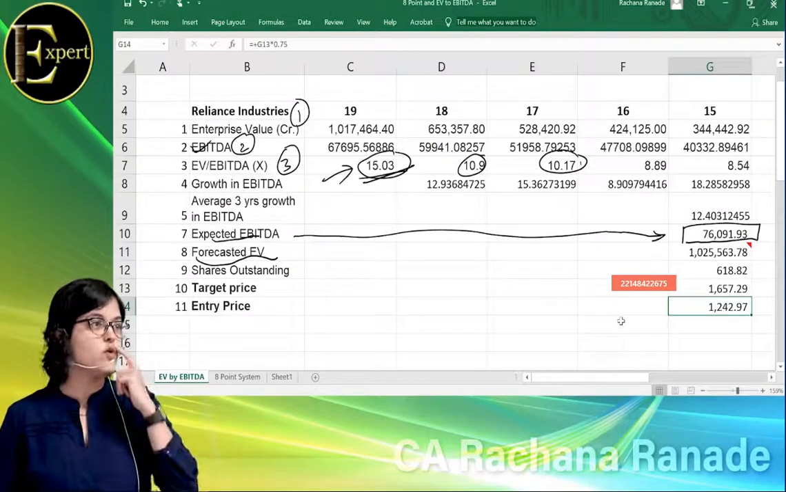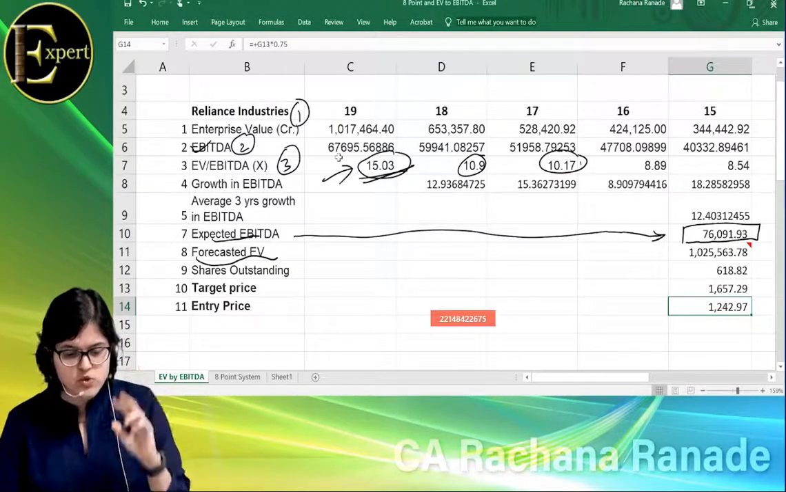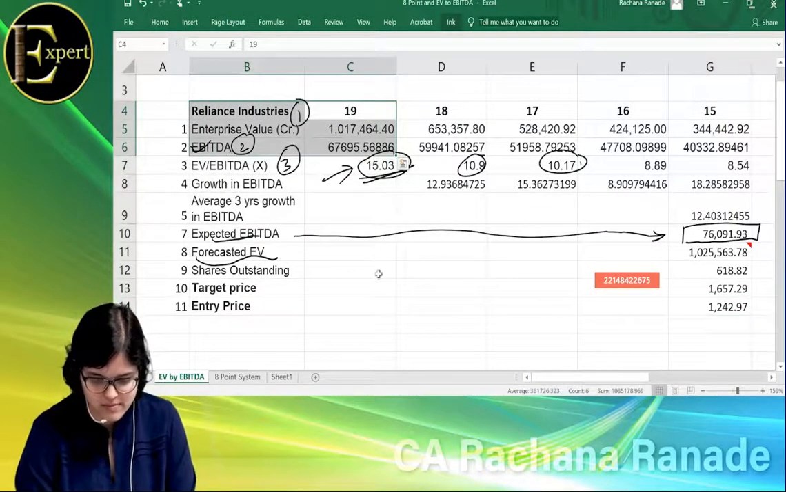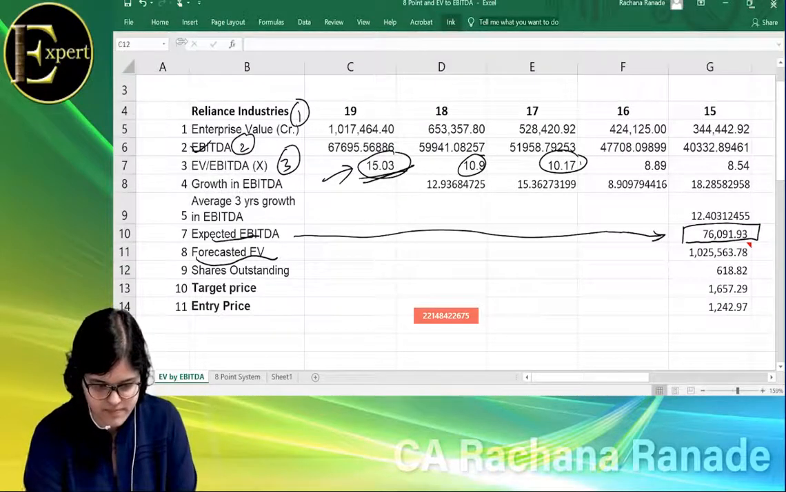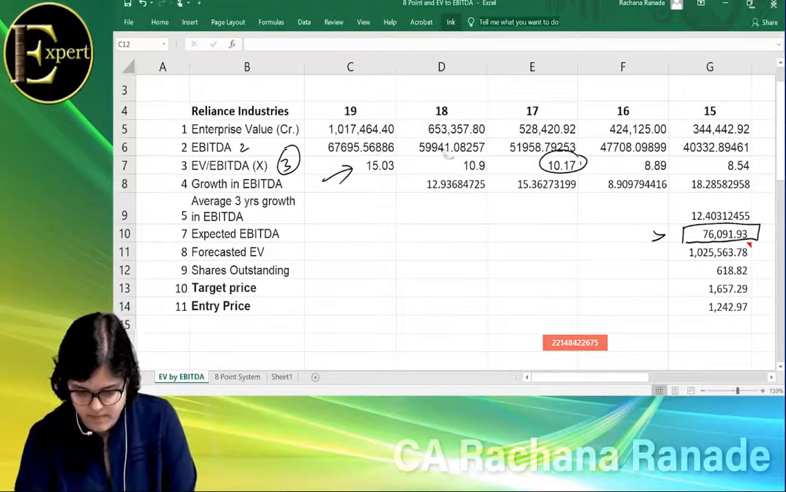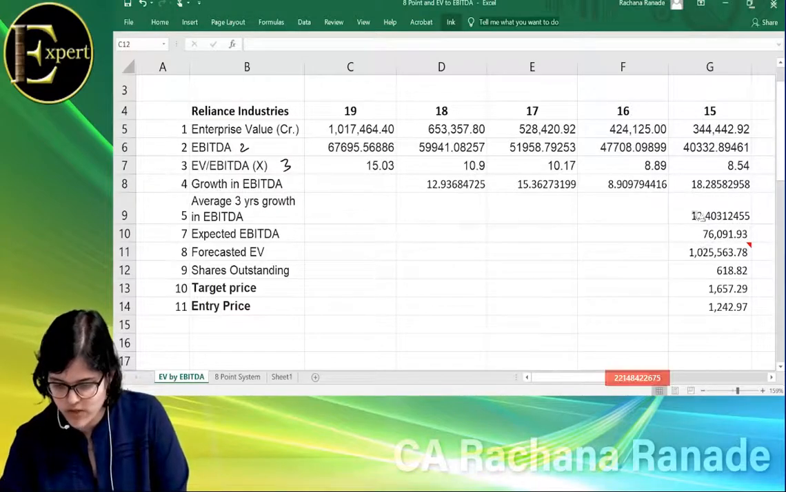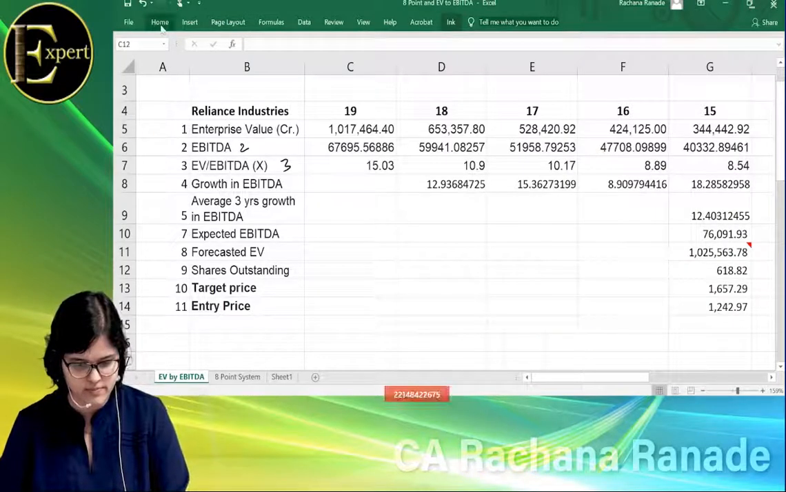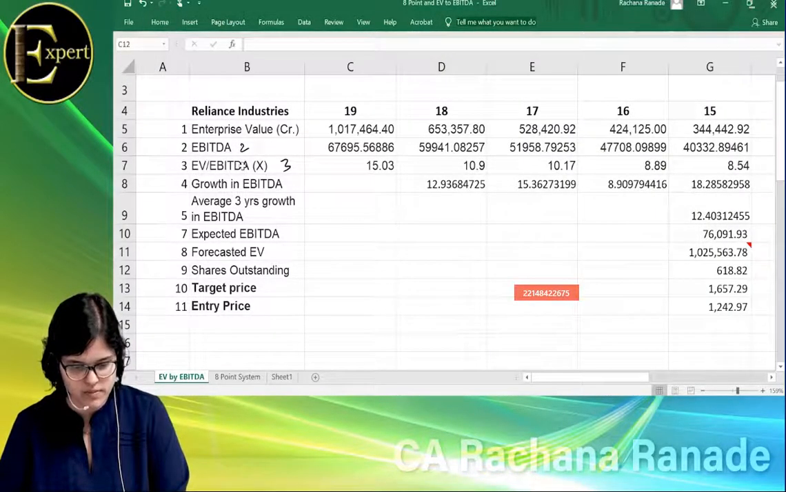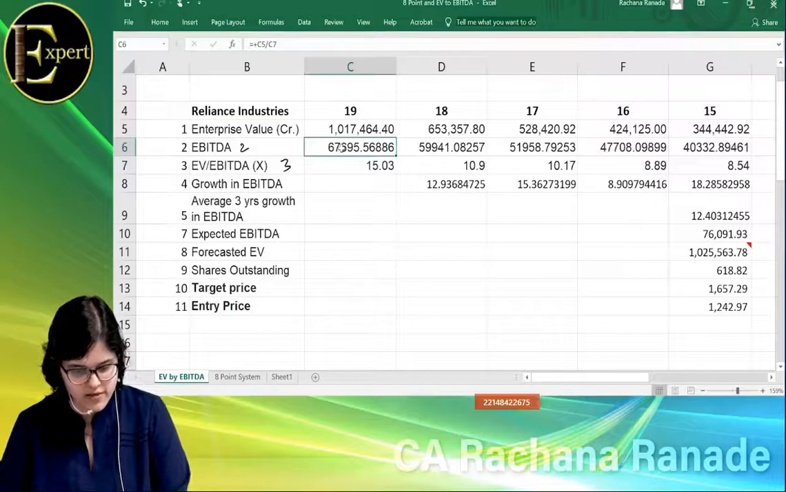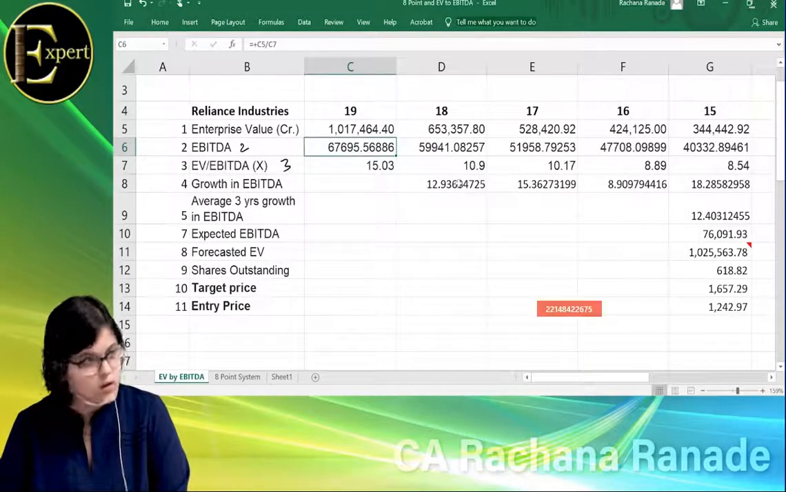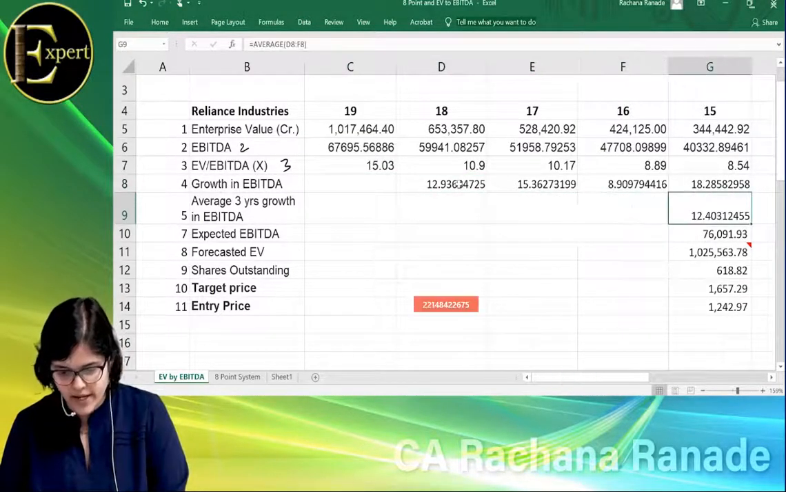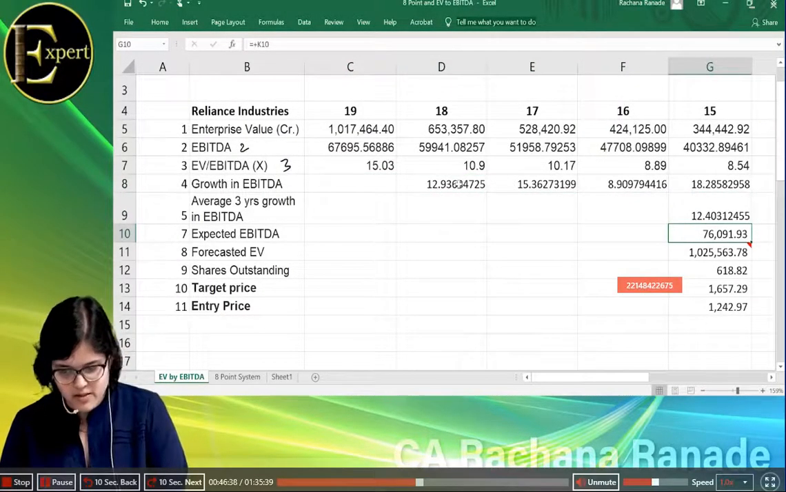So what you have to do is go to Moneycontrol and just copy paste which 2 figures now, tell me. Only 2 figures you have to copy paste. This enterprise value and what? EV by EBITDA value. Correct? By the way, this is given directly, this is with formula. This entire is with formula. Growth in EBITDA is with formula. Average is formula. This is formula.